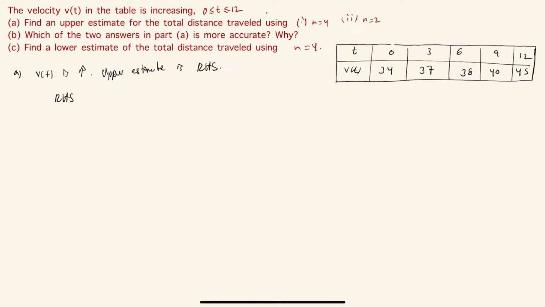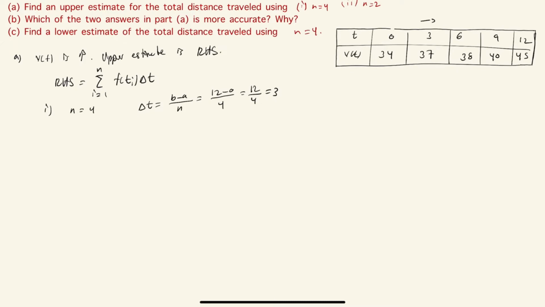So now what's the right-hand sum? The summation notation is going to be sigma from i going from 1 to n of v(t_i) multiplied by the width delta t. Here, for the first part, n is going to be 4. So delta t is going to be the endpoint over n, that is 12 minus 0 over n, and that results in 3. So delta t is fixed and is going to be 3.